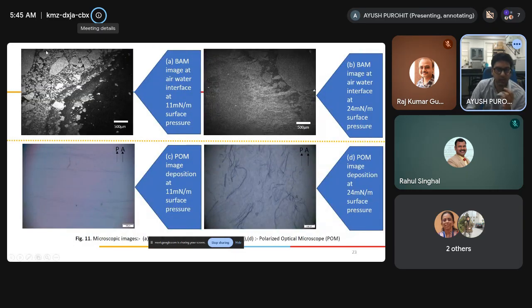And this is the BAM image that we measured at the air water interface, showing how the monolayer or the molecules are behaving at the interface phase of DI water. This is at 11 millinewton per meter, and this is at 24 millinewton per meter. This is the POM image of deposition of the polymer at the same surface pressure, and this is at 24 millinewton per meter, a POM image at the same surface pressure.